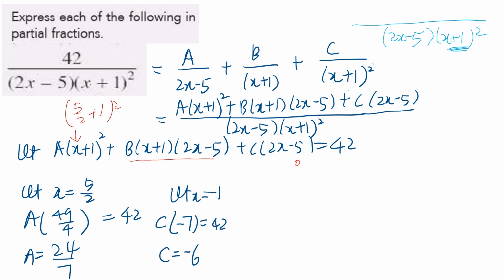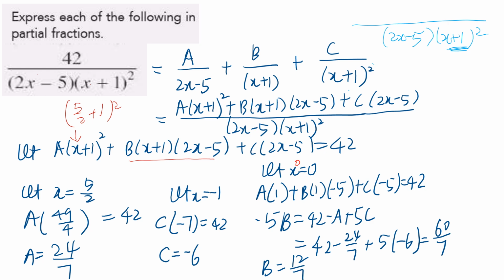If you look at it carefully, I can eliminate B by letting x be -1. Right, so from there I can find the value of C, and after having found A and C, to find B is easy. I just let x be 0. And you have to sub in your values of A and C you found earlier on, and be very careful with the algebraic manipulations. Just try it out on your own, and if you get it wrong, compare with my working. So B is 12/7.